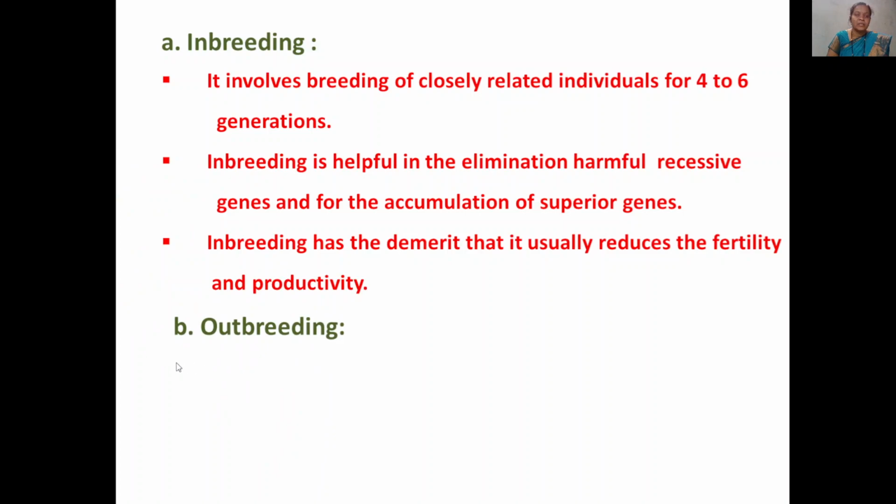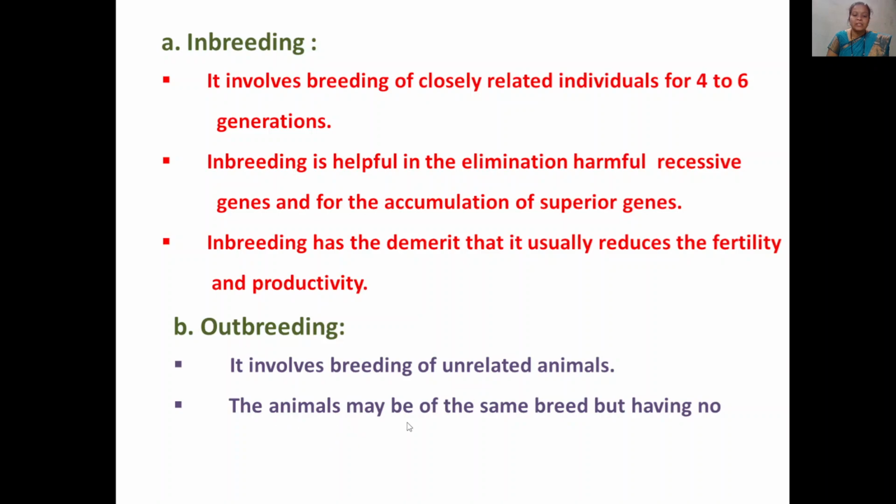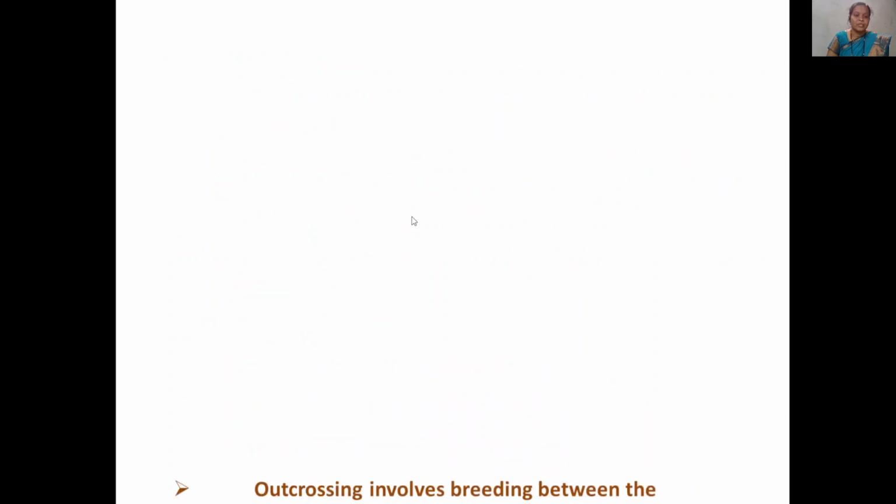The second type is outbreeding. In outbreeding, it involves breeding of unrelated animals. The animals may be of the same breed but having no common ancestors for 4 to 6 generations. Go to next slide.